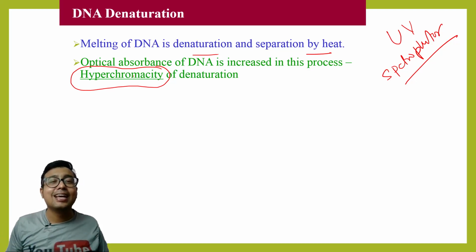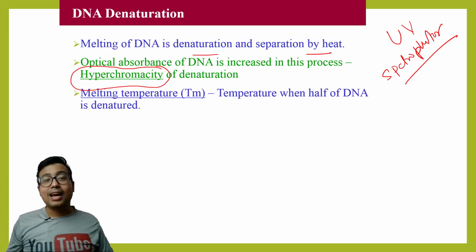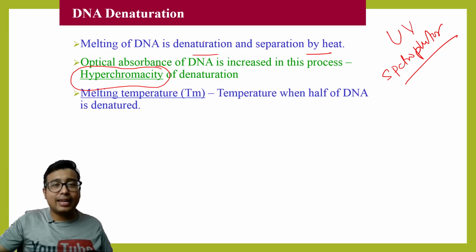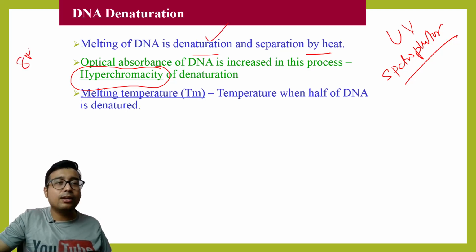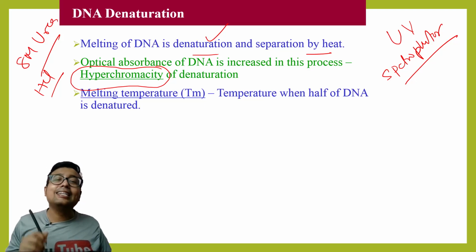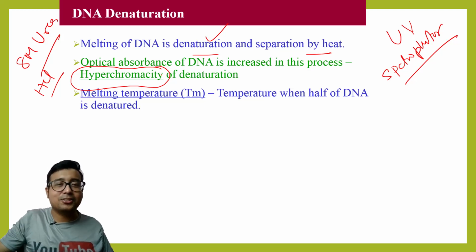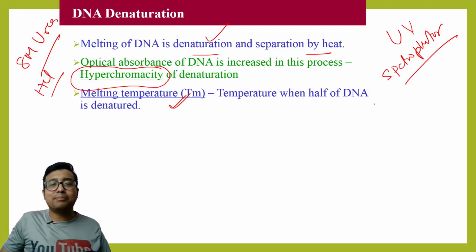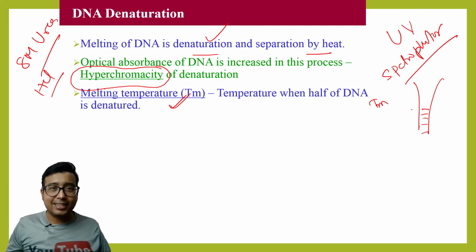This is known as hyperchromicity. Now, as I told you, there are multiple reagents, suppose 8 molar urea, HCl, excess salt, all of them will denature the DNA, right? But the most common being heat, and denaturation of DNA by heat is also known as melting. Now, this specific temperature is known as Tm or melting temperature. It is the temperature at which half of the DNA has been denatured.